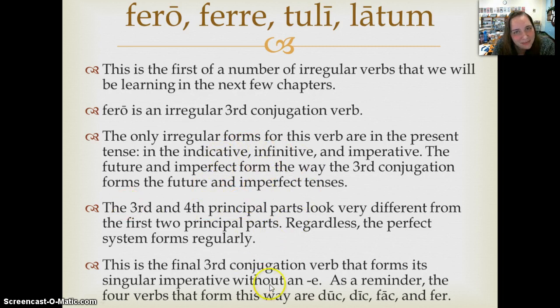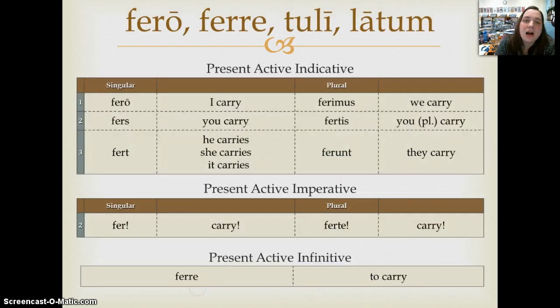Another interesting fact about this is that this is the final third conjugation verb that forms the singular imperative without the E. So remember, the four verbs that do this are, sorry, my mouth gets ahead of me: duc, dic, fac, and fer. So this is the fer of duc, dic, fac, and fer. Okay? All right, so let's look at how these conjugate.